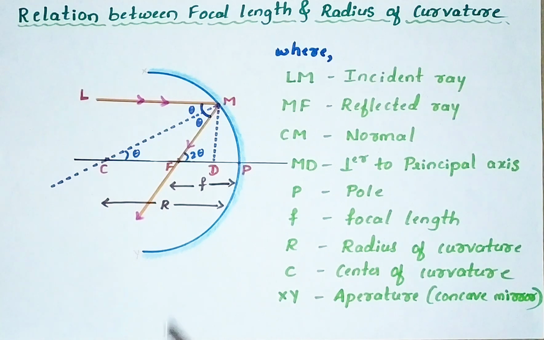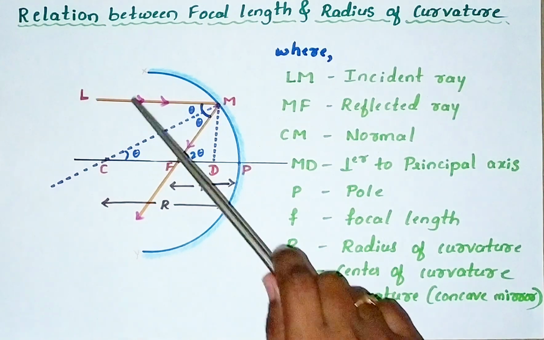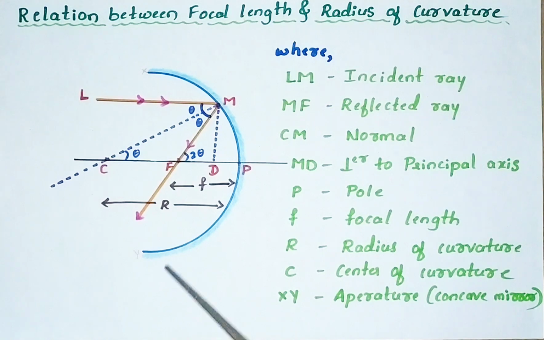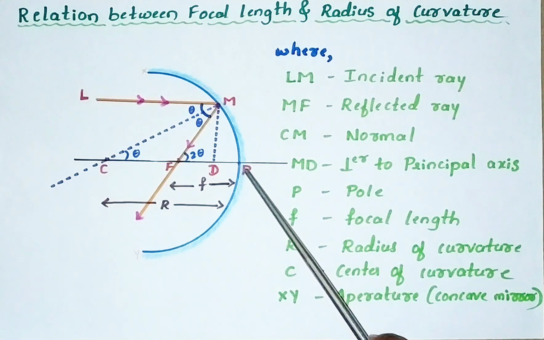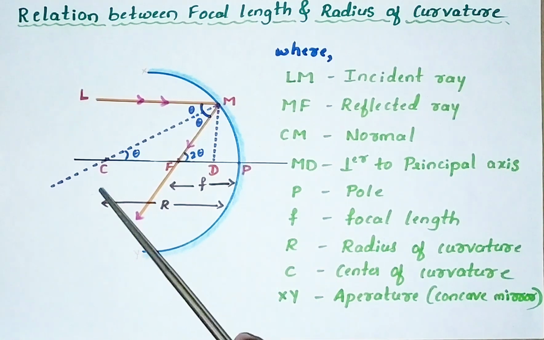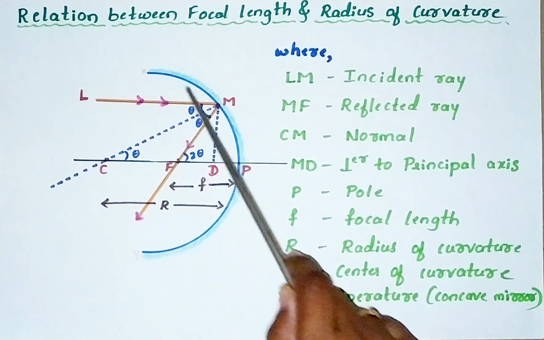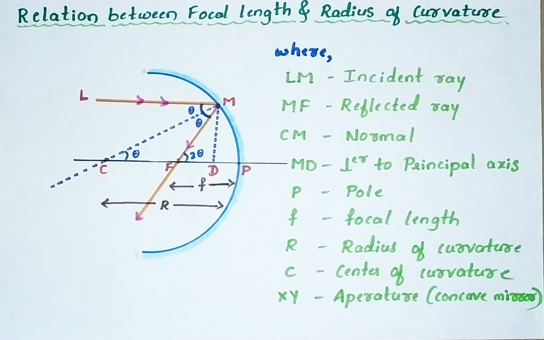Now you can observe this ray diagram. This XY is the aperture of the concave mirror. When light falls between the area X to Y, reflection of light takes place. Then P indicates the pole. Pole is the midpoint of the spherical mirror. And C is the center of curvature. This is the center of the sphere of which the spherical mirror is a part. Then R indicates the radius of curvature, that is the distance between pole and center of curvature.